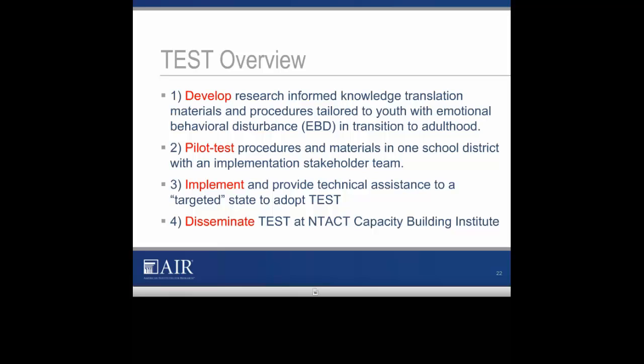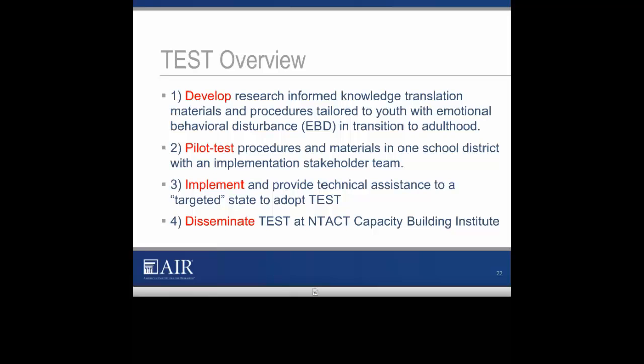So our efforts here are four broad efforts. The first is to develop research-informed knowledge translation materials and procedures tailored to youth with emotional behavioral disturbance. And then to pilot test the procedures and materials, to implement them and provide technical assistance to a targeted state to adopt TEST. And I'll be describing what a targeted state is. And then to disseminate TEST at a national institute that is run by one of our partners, Intact, which I will also describe.